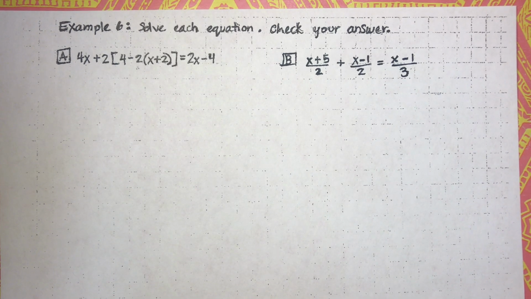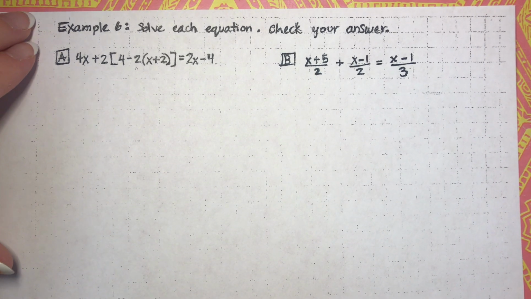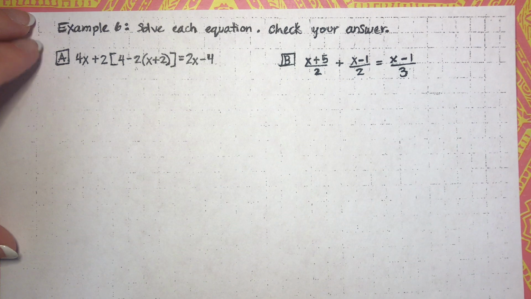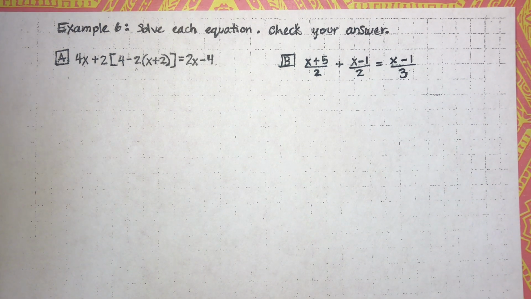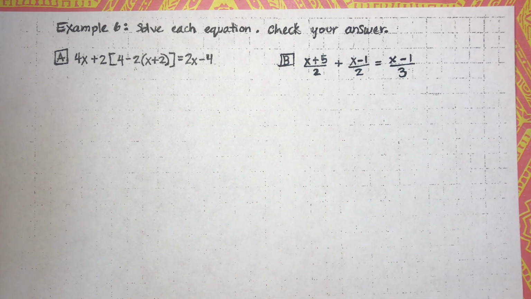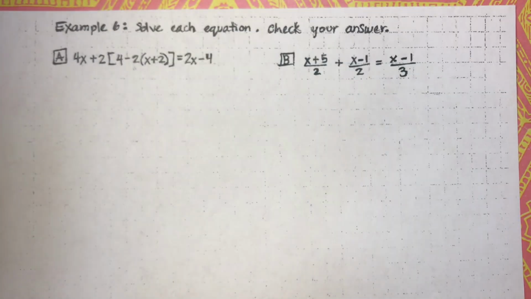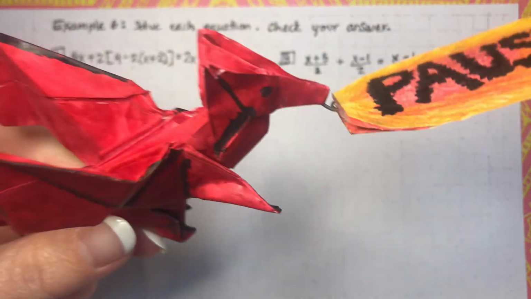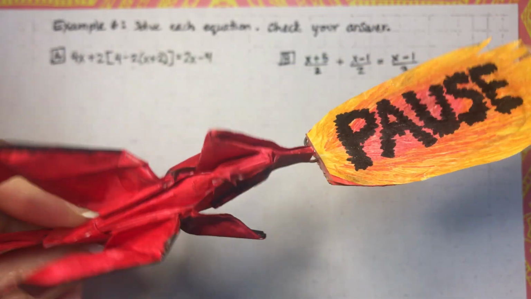All right, let's go ahead and get started with example 6. We're going to solve each equation and check your answer. These are kind of some challenge problems. I want you to go ahead and try these on your own. How about you try just A and B, okay? Go ahead and pause your device, work out A and B, make sure you check your answer.